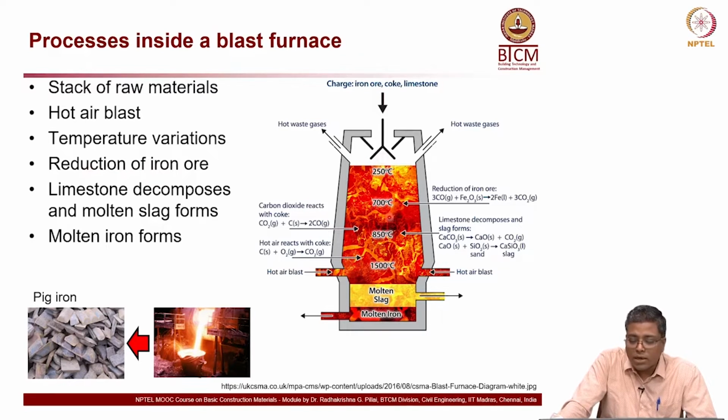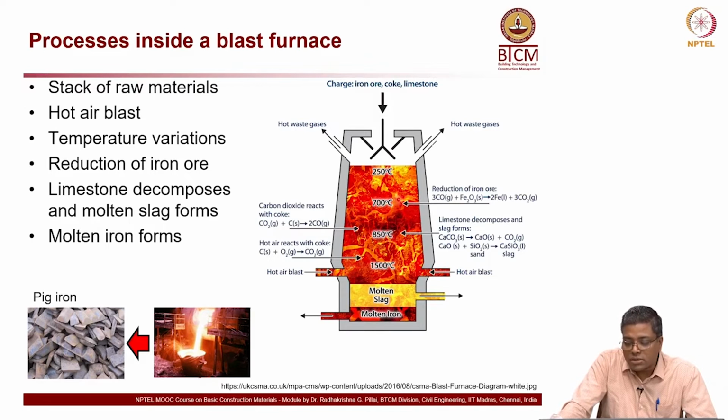Now let's look at what these temperature differences do. At about 700 degrees Celsius, the iron ore gets reduced to Fe in the liquid stage, along with carbon dioxide. As the temperature increases, you also have the carbon dioxide reaction and reduction of iron ore, and limestone also decomposes at this temperature. At about 700 degrees Celsius, you have reduction of iron ore.